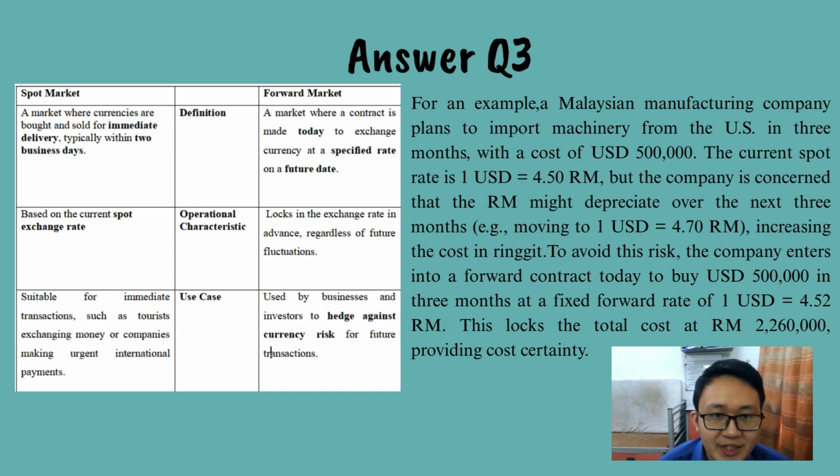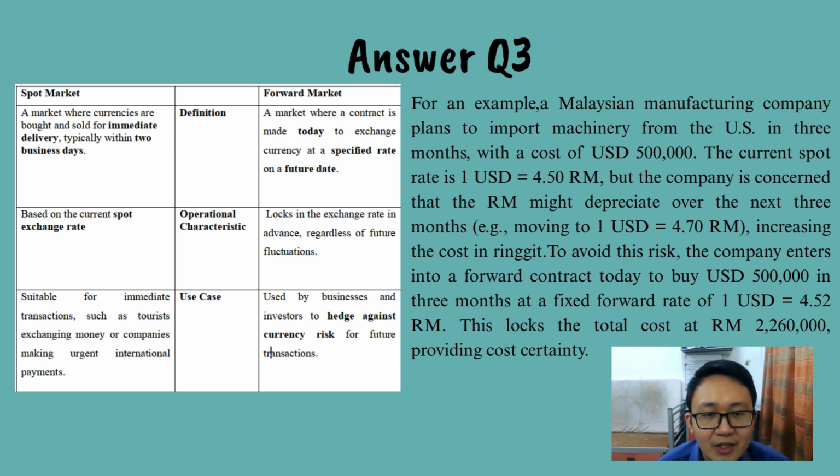For example, a Malaysian manufacturing company plans to import machinery from the US in 3 months at a cost of 500,000 US dollars. The current spot rate is 1 US dollar equals 4 ringgit 50 cents. But the company is concerned that the ringgit might depreciate over the next 3 months, moving to 1 US dollar equals 4 ringgit 70 cents, increasing the cost in ringgit. To avoid this risk, the company enters into a forward contract today to buy 500,000 US dollars in 3 months at a fixed forward rate of 1 US dollar equals 4 ringgit 52 cents.